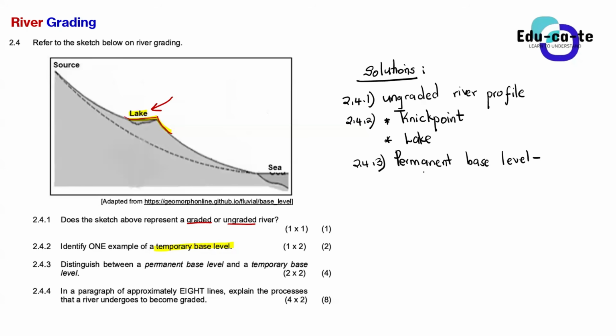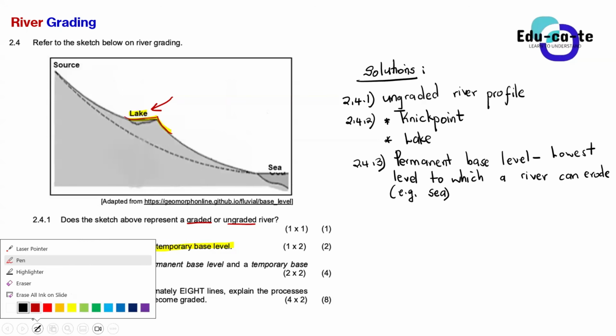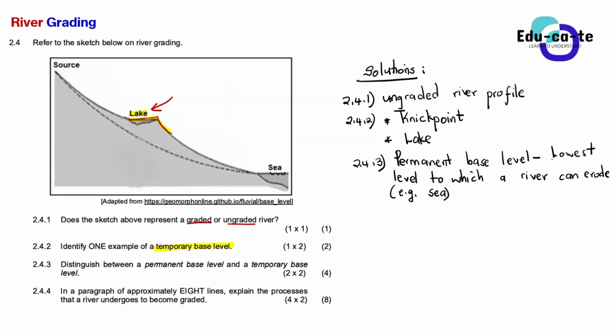The permanent base level is the lowest level to which a river can erode, usually the sea. Yes, so we say that the permanent base level is the lowest level to which a river can erode. Usually the sea is the permanent base level, but I'm just going to write it as an example. Remember, this one is permanent. It's not temporary, so it cannot be washed away. Okay.